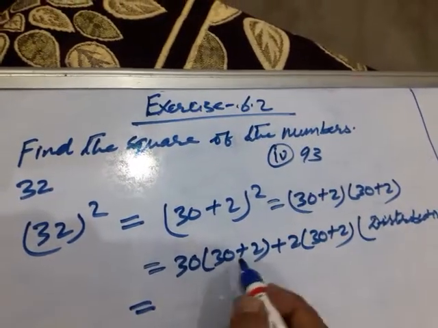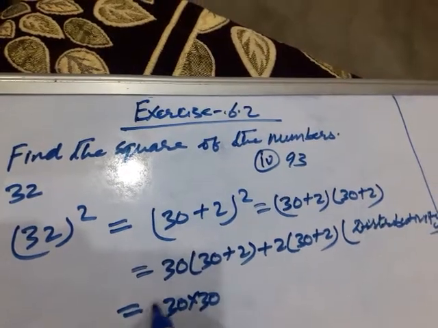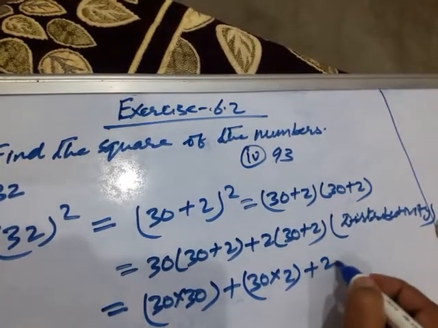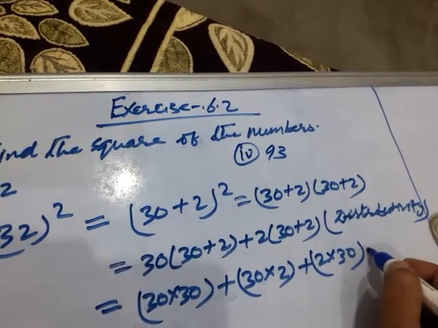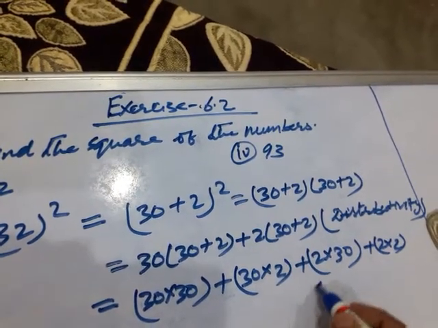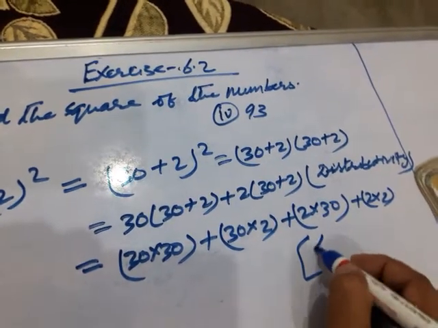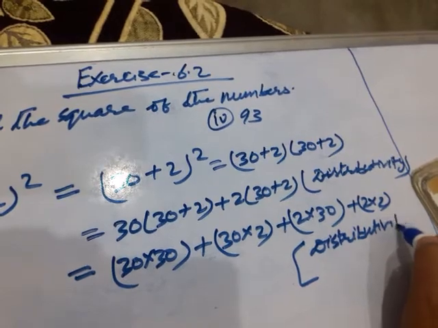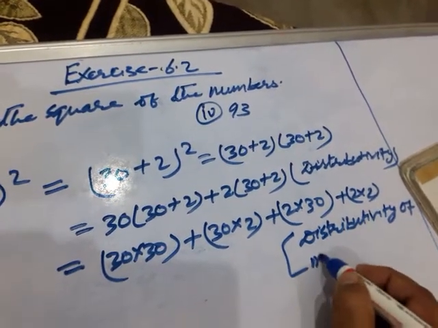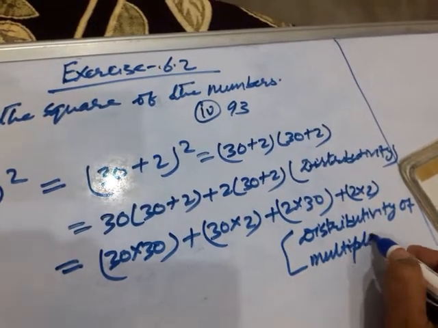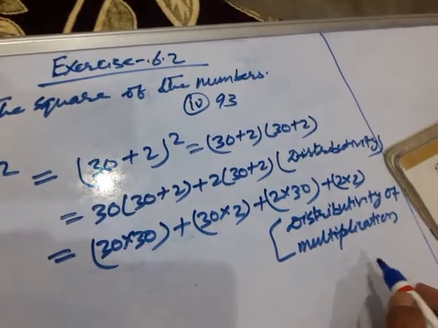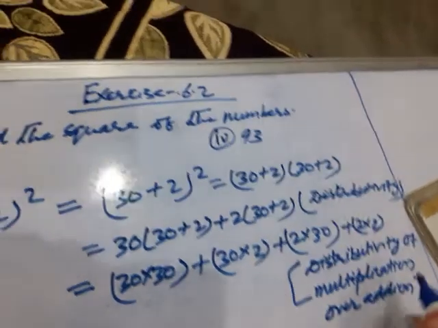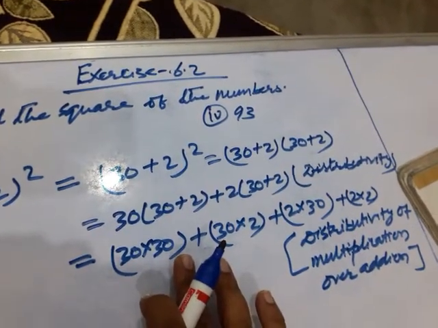Now children, this is equal to 30 into 30 plus 30 into 2 plus 2 into 30 plus 2 into 2. What is this property known as? Distributivity of multiplication over addition. Okay, children? Here multiplication is distributed over addition.